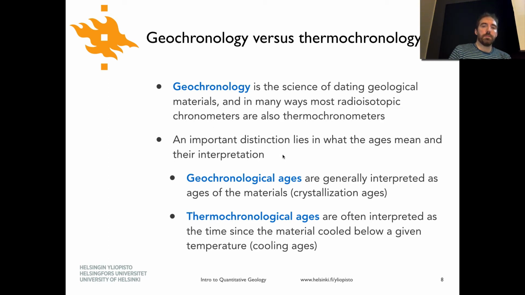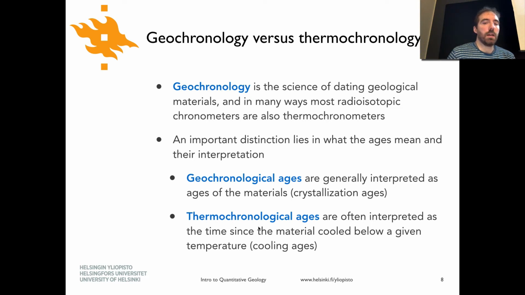The difference between a geochronometer and a thermochronometer is mainly in terms of how you interpret the meaning of the age. So for geochronometers, we generally think of them as dating the formation of a material. If you date a zircon with uranium lead, you're dating the time at which that zircon crystal formed. So if that was a pluton, it's the time that this pluton crystallized and that mineral was formed from melt into a crystal. For thermochronometers, we're often looking at the time since a material cooled down below a given temperature.